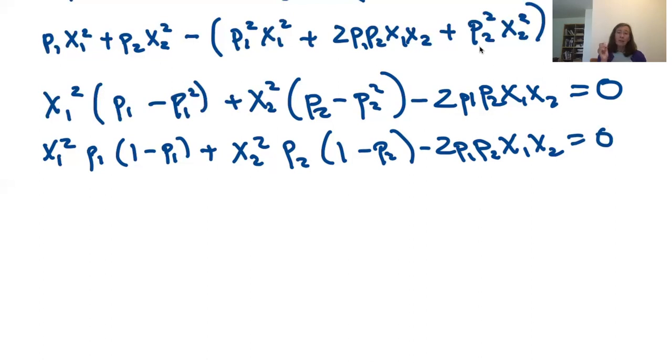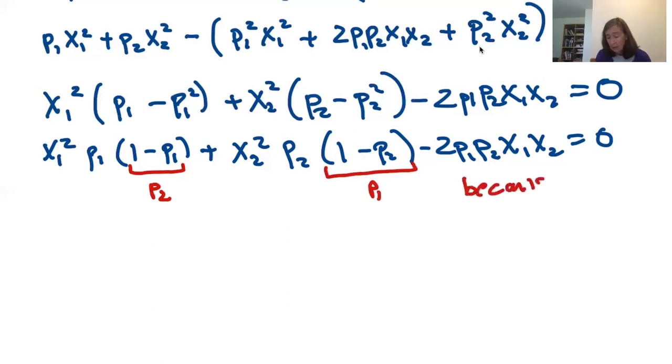Okay, so now I'm going to use something that we might have forgotten about. Remember, these p's aren't just any old numbers. They have to sum to 1. So I'm going to use the fact that p1 and p2 have to equal 1. I'm going to observe that this is actually p2 and this is actually p1. How about that, right?